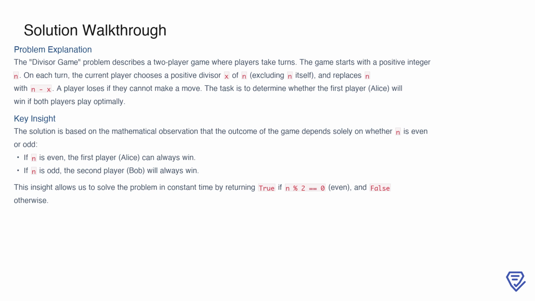The key to solving this problem lies in observing that the winner is determined solely by whether n is even or odd. If n is even, Alice, as the first player, can always win. If n is odd, Bob, the second player, will always win. This insight allows us to solve the problem efficiently by simply checking the parity of n. If n is even, we return true for Alice's win, otherwise, we return false.